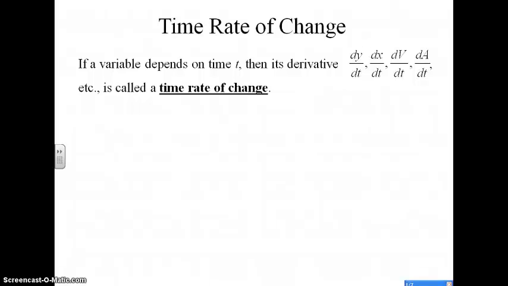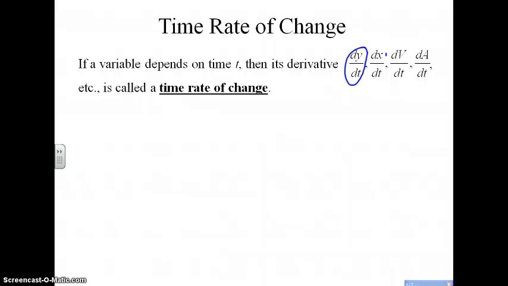Okay, we're going to begin our section on applications of the derivative with something called related rates, and it means just that, rates that have some sort of relationship. Rates of change to us mean derivative. So if a variable depends on time t, let's say we have y, and we want to know the rate at which it's changing with respect to time, then that's going to look like dy/dt.